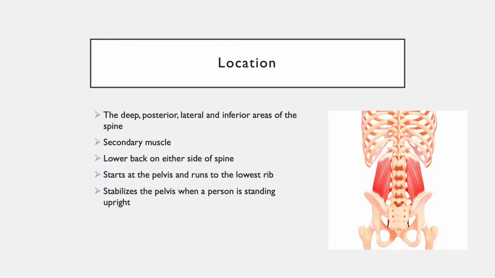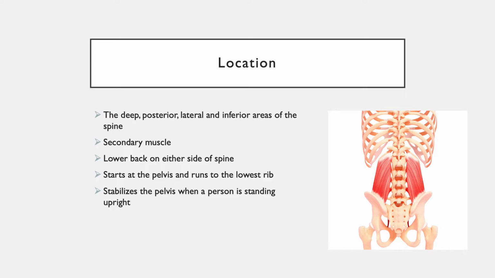So the quadratus lumborum is a deep posterior, lateral, and inferior area of the spine. It's a secondary muscle, and it's located in the lower back on either side of the spine. So you can see in this picture, in red, that's where the muscle is located. So it's going to be on the left and the right.